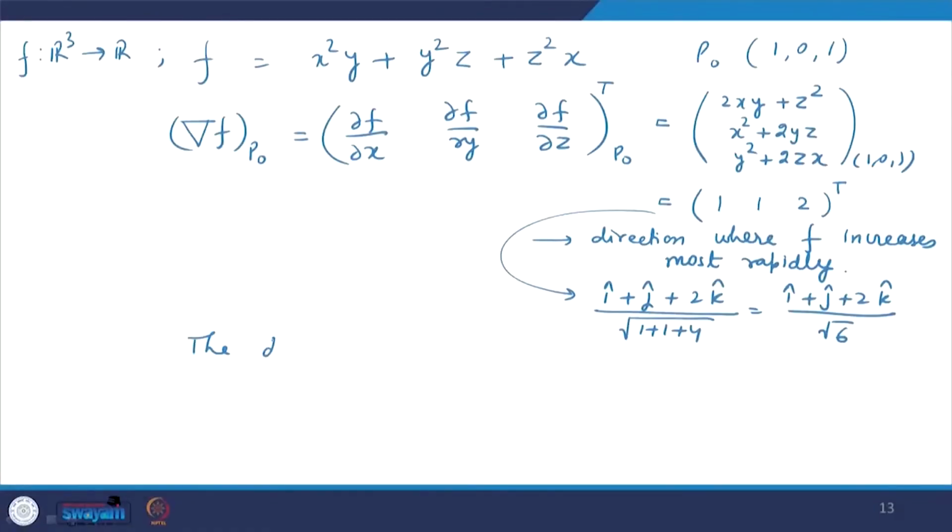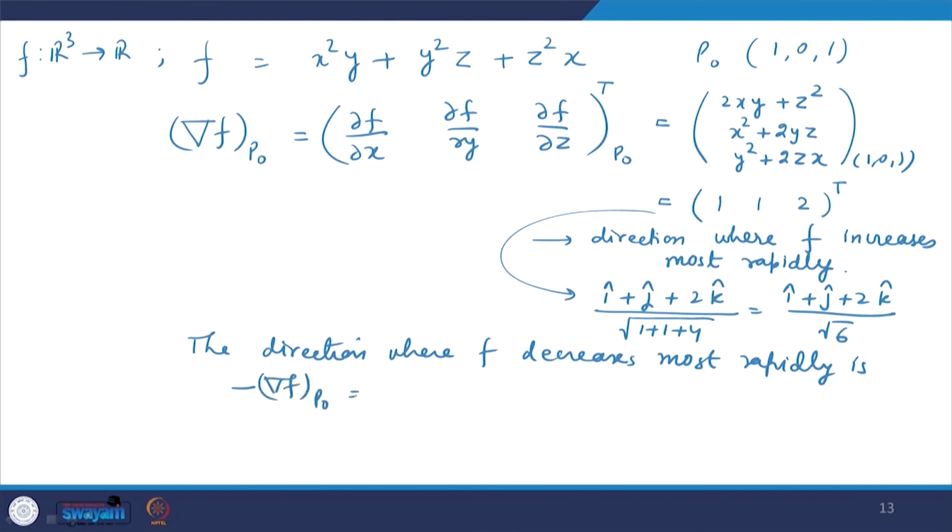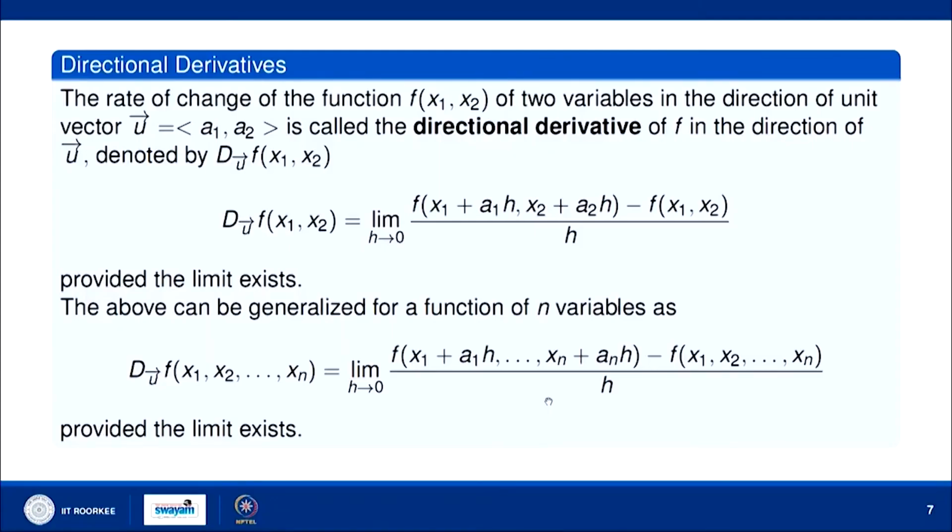If somebody asks you how we can find a direction where f decreases most rapidly, that is nothing but the negative of the gradient. So, the direction where f decreases most rapidly is simply the negative of the gradient of f at p naught, which equals minus i cap minus j cap minus 2 k cap upon under root 6. In this way we can find the rate of change of f along any direction. So, this is the directional derivative.